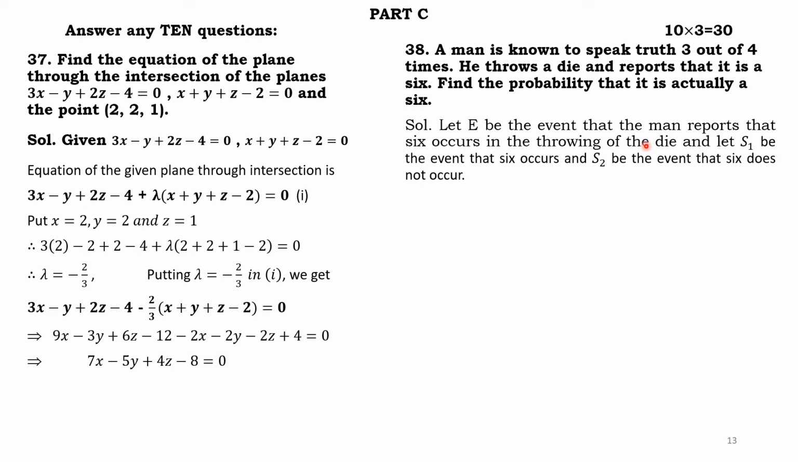Let E be the event that the man reports 6 occurs in throwing the die, and let S1 be the event that 6 occurs and S2 be the event that 6 does not occur.